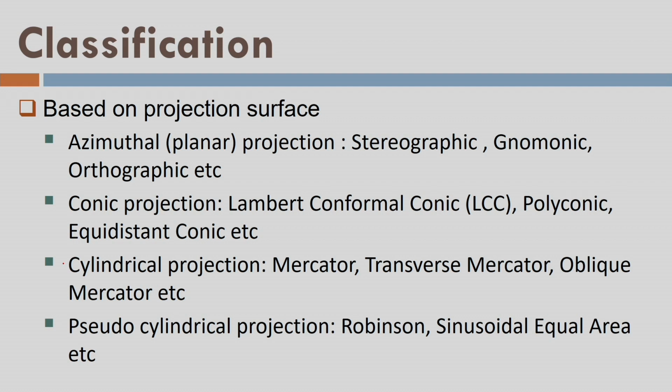Okay, in case of azimuthal, stereographic, gnomonic, orthographic, they are the names. In case of conic projection, LCC, polyconic, equidistant conic are the examples here. Cylindrical, we have Mercator, transverse Mercator, oblique Mercator, and then Robinson's and sinusoidal equal area projection are examples of pseudo cylindrical. Well, in this lecture we are going to look at a few of them and their transformations between the two. So there are distortions, as we discussed.